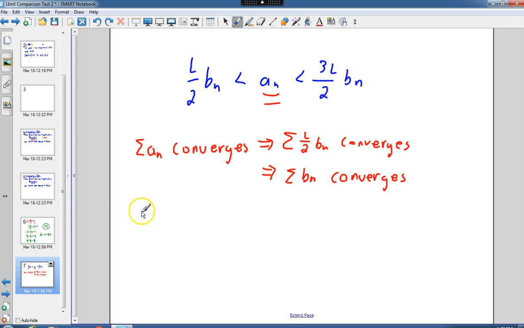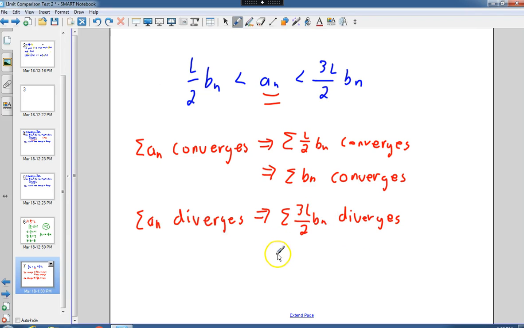And then on the flip side, let's say that what if the series with general term of a sub n diverges? Well, if that's the case, then we can look at the inequality on the right. If the series with general term of a sub n diverges, that means that since 3L over 2 times b sub n is greater than a sub n, the series with general term of 3L over 2 times b sub n has to diverge. Again, by the comparison test, right? Every single term is greater. That means that this series here has to diverge.